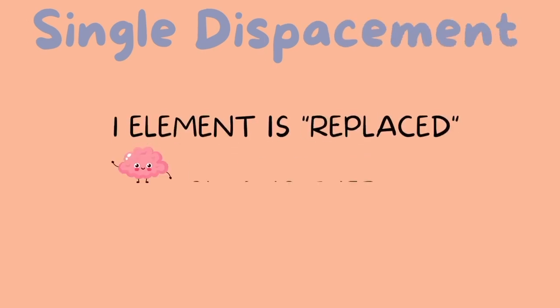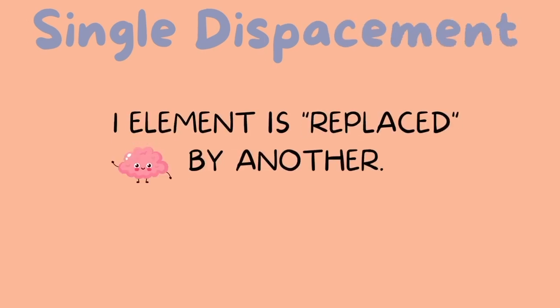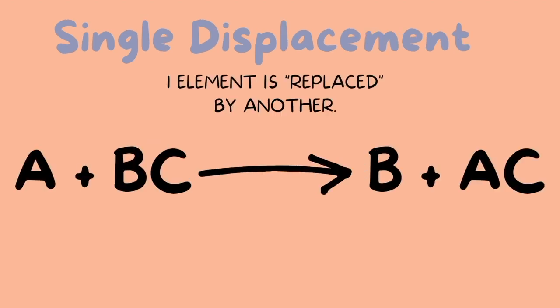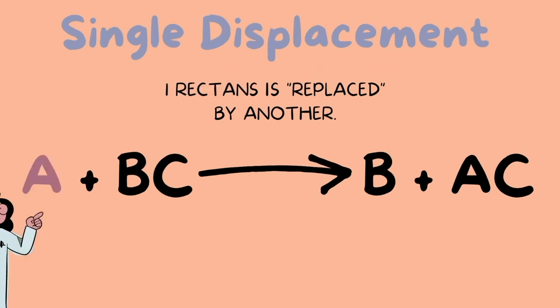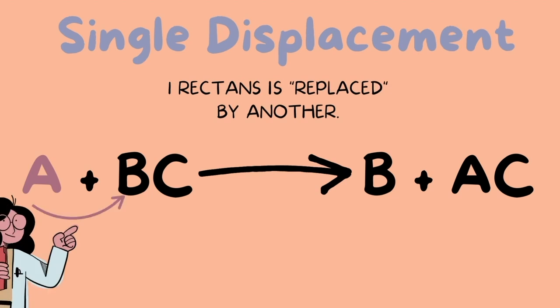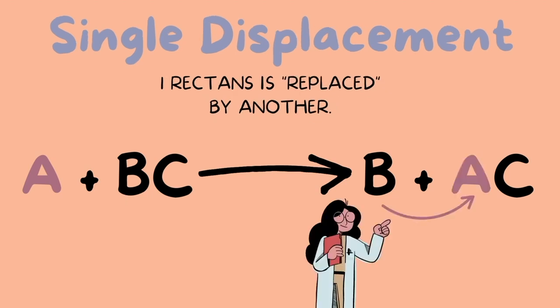Next, we have single displacement, which is also referred to as single replacement. Here, one element is replacing another. We can represent this with A plus BC yields B plus AC. Here the element A is replacing the element B. So in the product side, we will see they switch places.